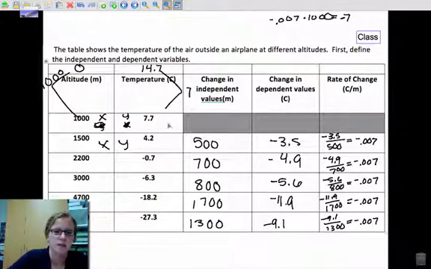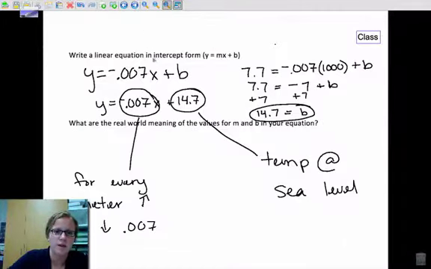They're supposed to find the changes here. So 1,000 to 1,500 is obviously 500. 7.7 to 4.2 is a negative 0.35. And then all of these ratios should equal negative 0.007. And then they're asked to write an equation from that.